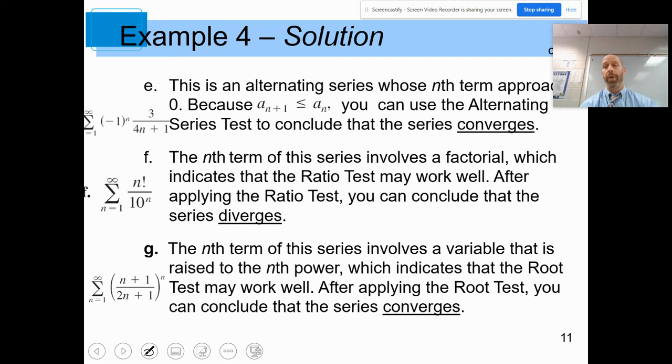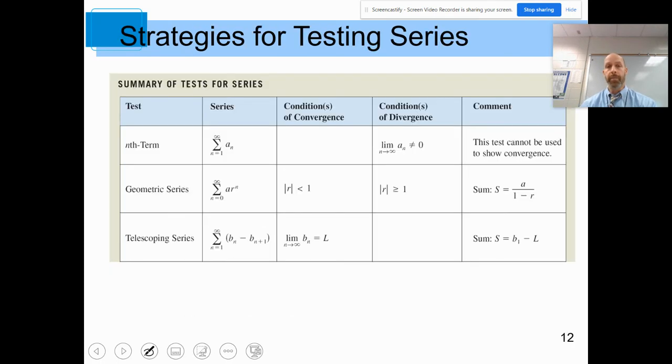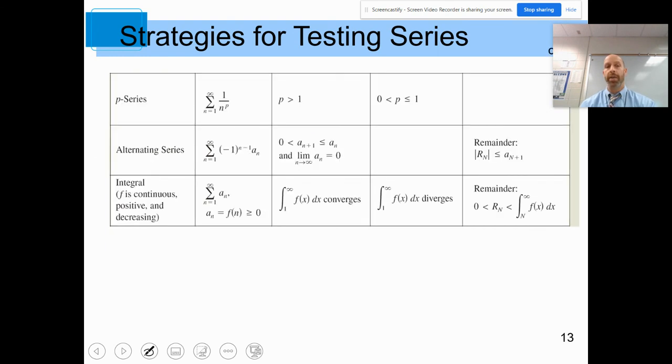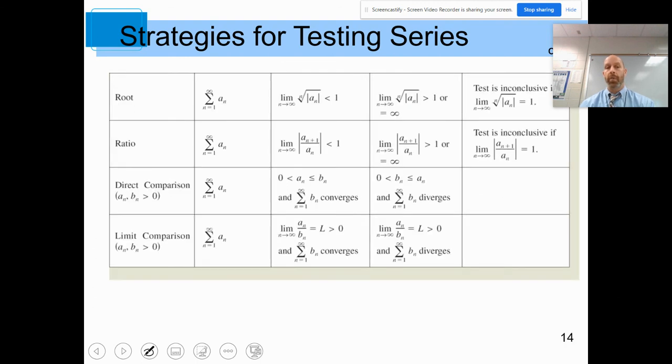Now, I just went through those very quickly. You might want to rewatch those or think about those a little bit more. When it comes to actually doing these, remember, you kind of have to figure out which way to go. So this requires some practice. Now, the last few slides of this presentation include a summary of the different tests: the nth term test, the geometric series, telescoping series, p-series, alternating series, integral, root, ratio, direct comparison, and limit comparison tests.